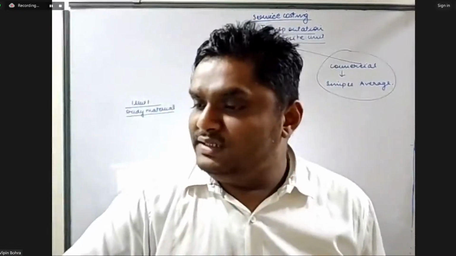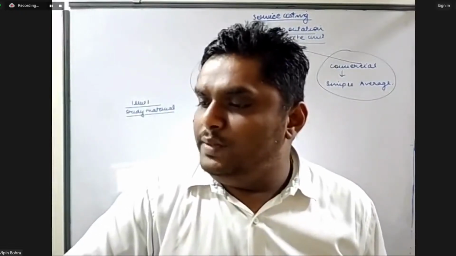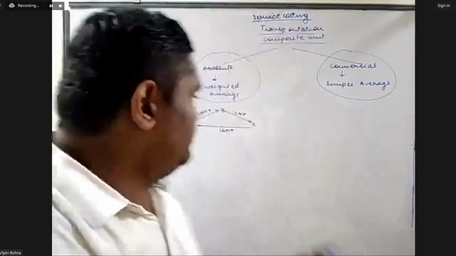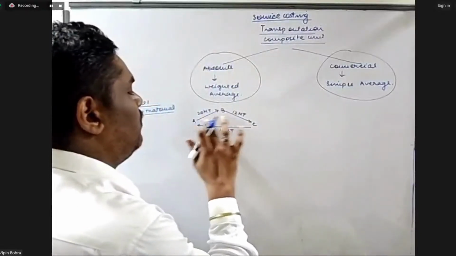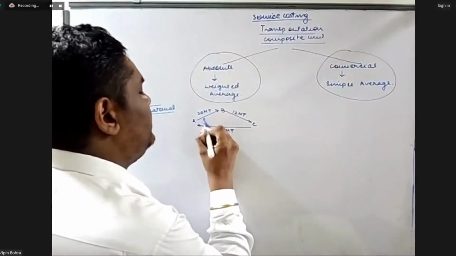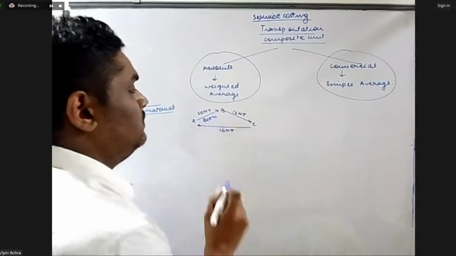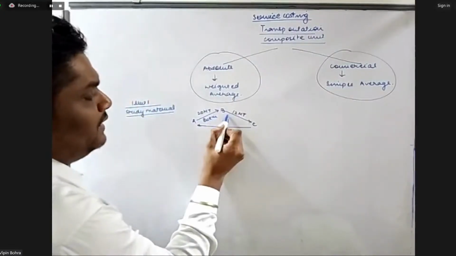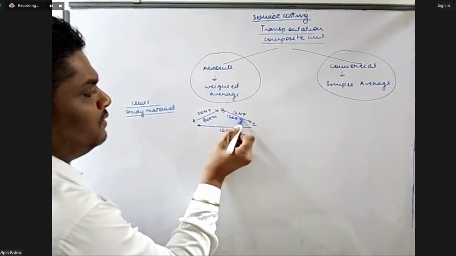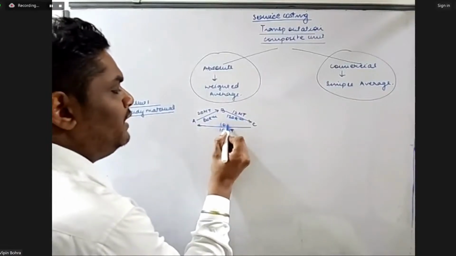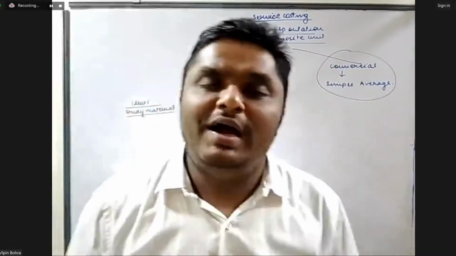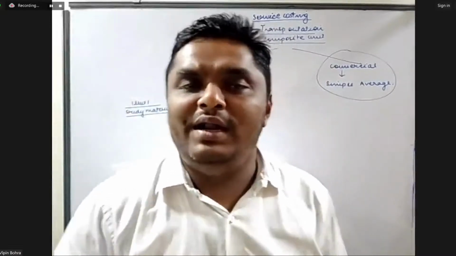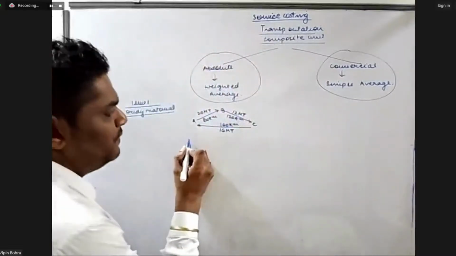Further, the distance from A to B is 80 kilometers. B to C is 120 kilometers. And C to A is 160 kilometers. So this chart is ready. We can easily calculate now the absolute ton kilometers.